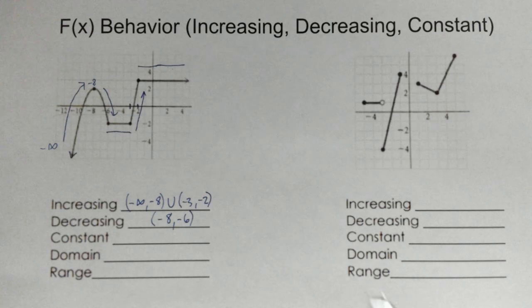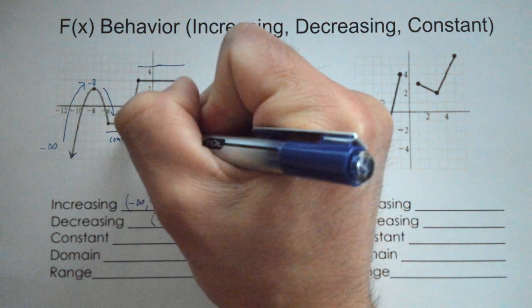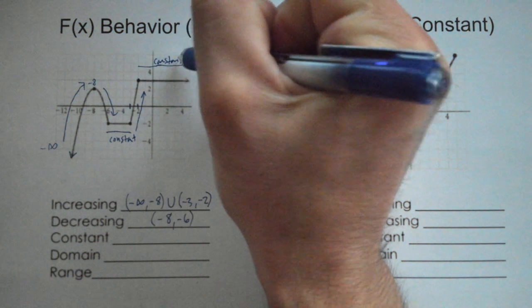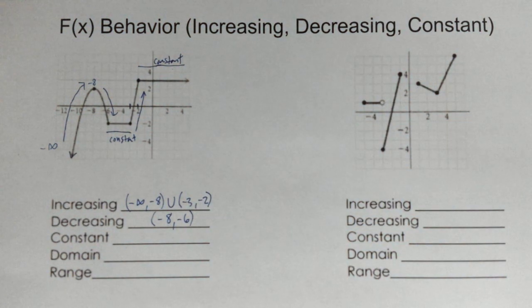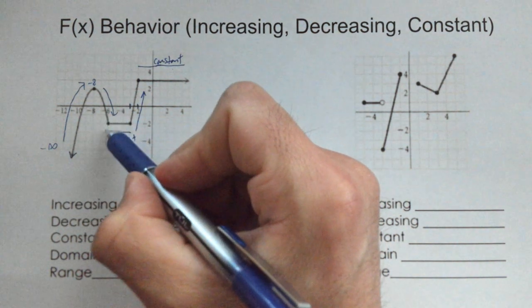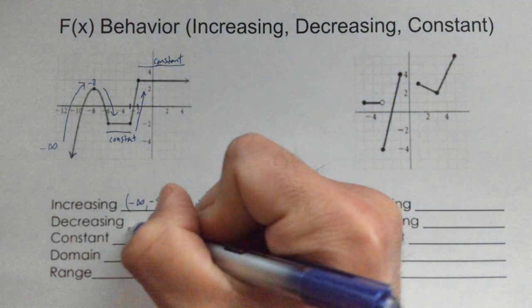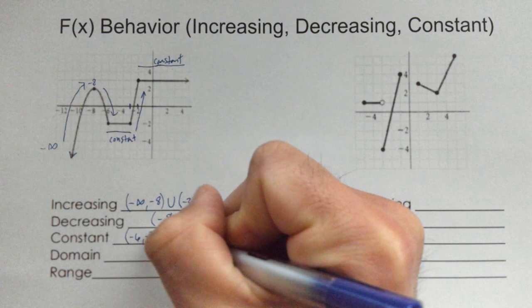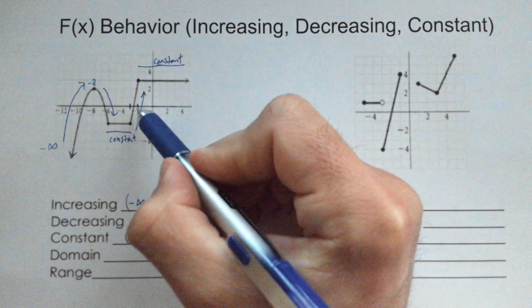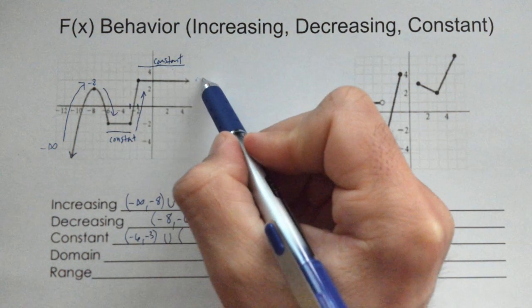Now there's two places where it's constant, here and here. Constant just means that it's not increasing or decreasing. It stays the same. So the first location is from negative 6 to negative 3. And the second location is from negative 2 all the way to positive infinity.